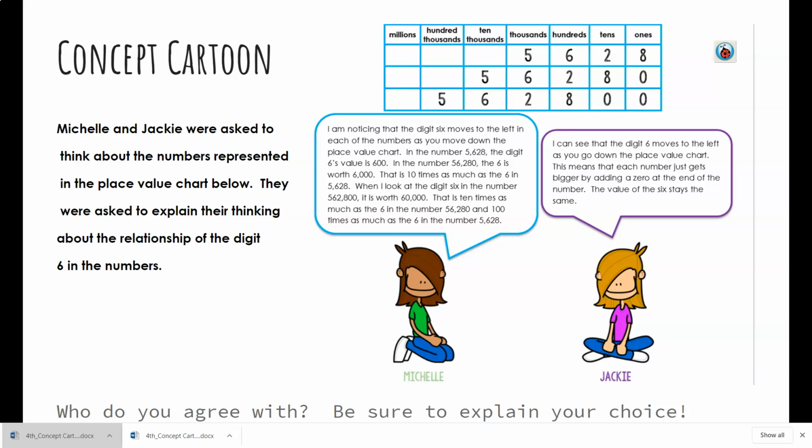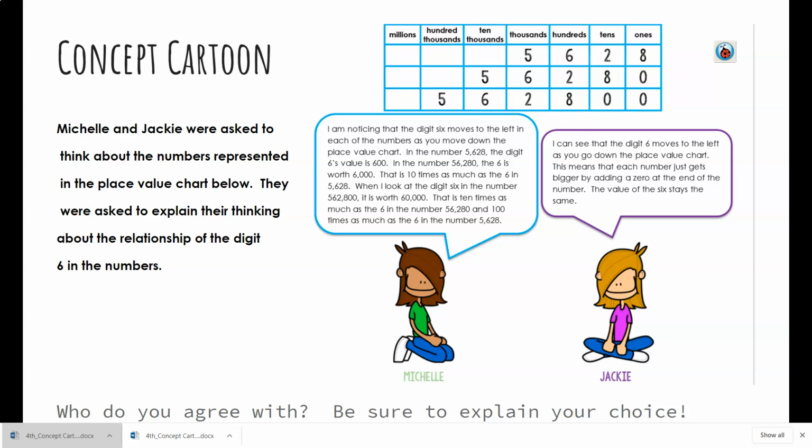So let's first look at the place value chart. We notice it has ones on the right, tens, hundreds, thousands, 10,000s, 100,000s, and even millions. I notice that there are 3 rows. I see 3 different numbers. It looks like the numbers are getting bigger with every row, and it looks like the digits are just shifting around a little bit in the place value chart. So the first number is 5,628. The second number is 56,280.